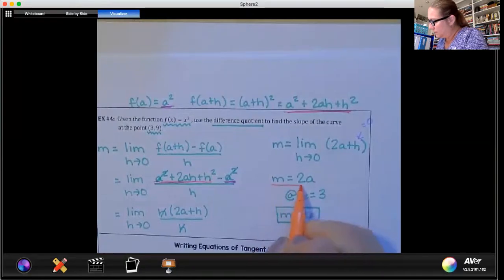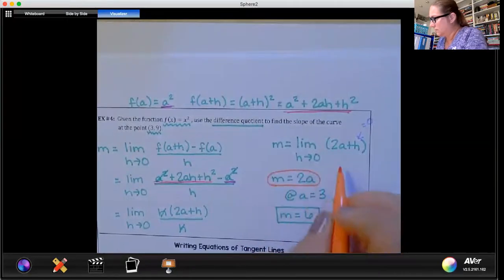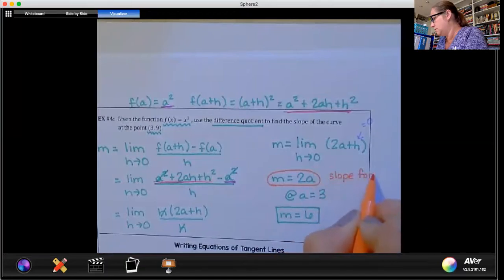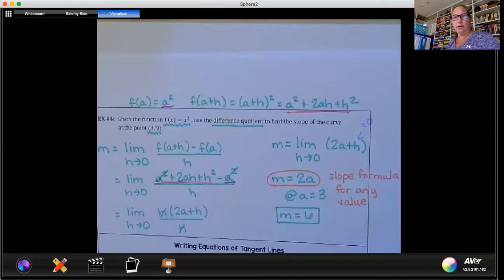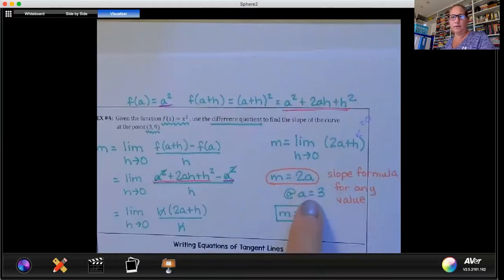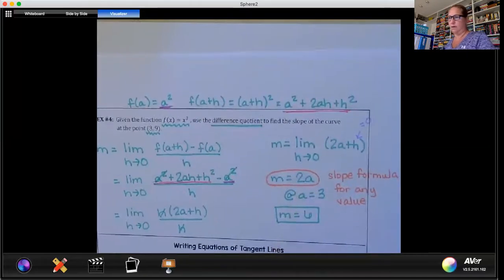This would be the slope formula for any value in this problem. So if it said at the point negative 12, 4, actually it would be negative 12, 144, then you would still use this slope formula, plug in your x value to get your numerical slope.